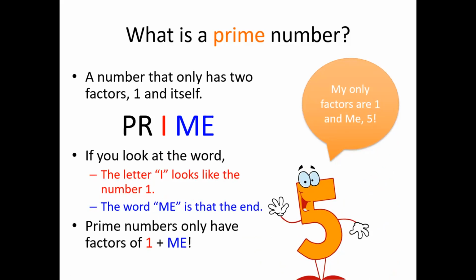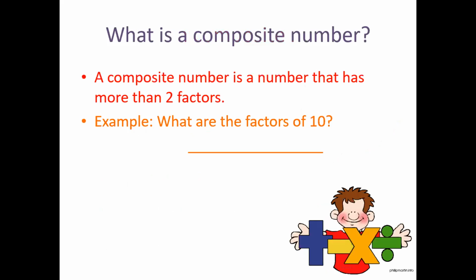So five, the only factors of five is one times five. Can you think of any other way to use multiplication to get five? No, that makes five a prime number. The only way to get five is one times five, which means it only has two factors.